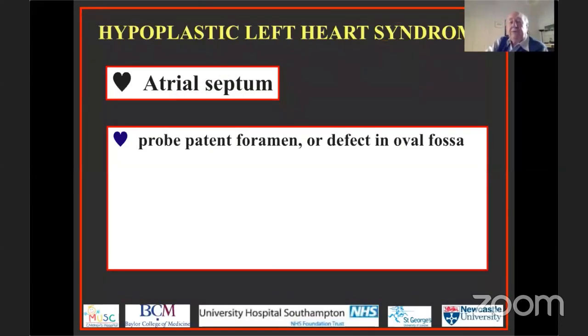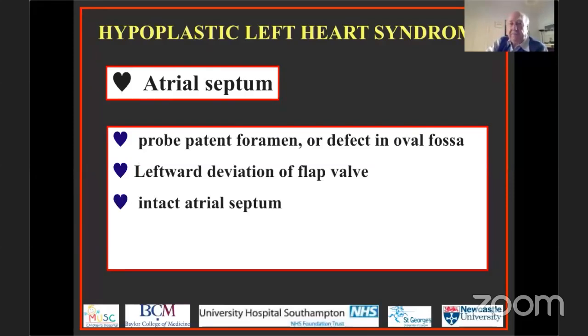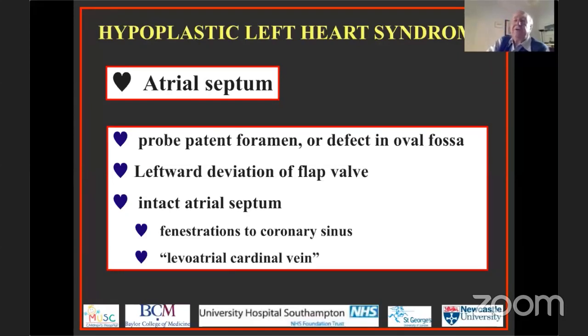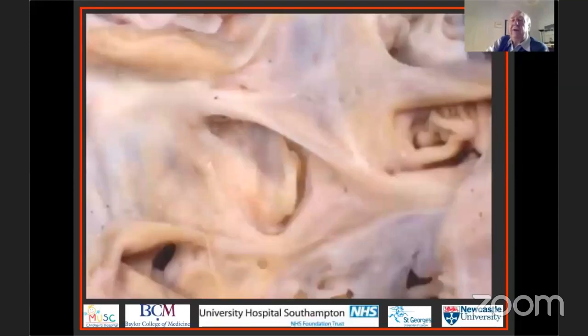But the atrial chambers are equally important. Almost always there is a communication between the atrial chambers, and it's either a patent foramen or a deficiency of the oval fossa. And oftentimes the flap valve is deviated leftwards. But the bad prognostic feature is the integrity of the atrial septum, although that can be mitigated by fenestrations to the coronary sinus or this strange entity, the levoatrial cardinal vein.